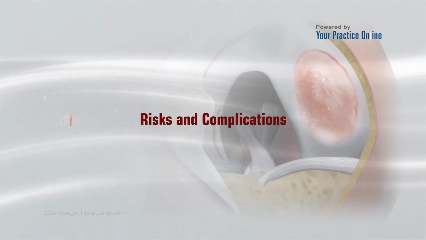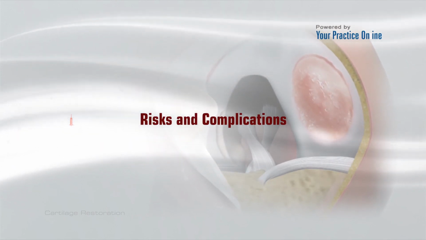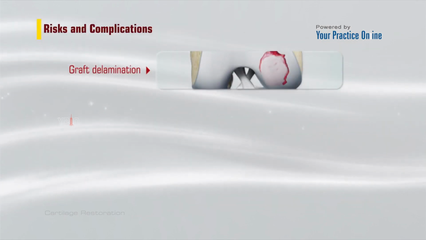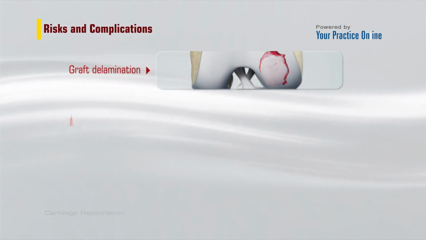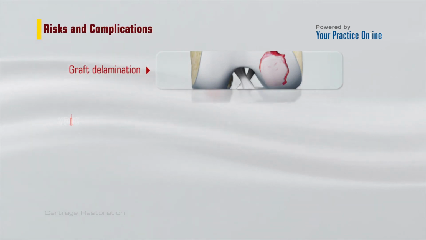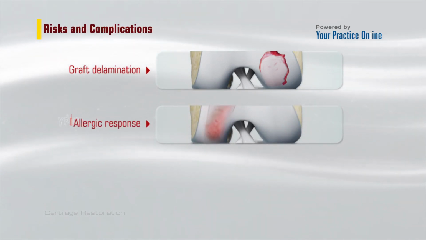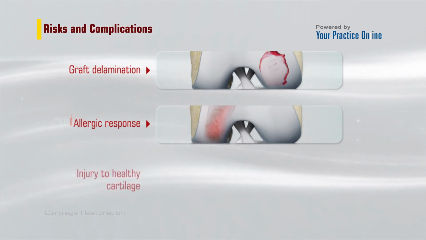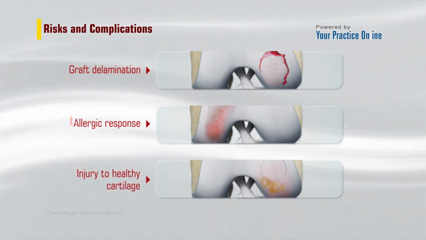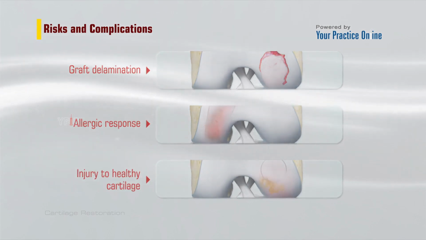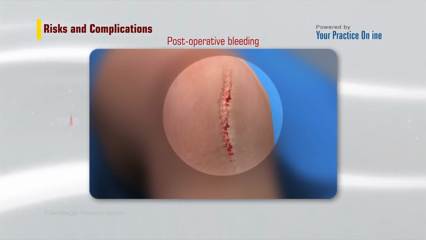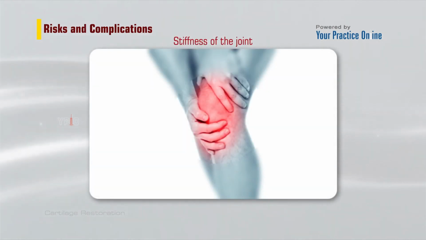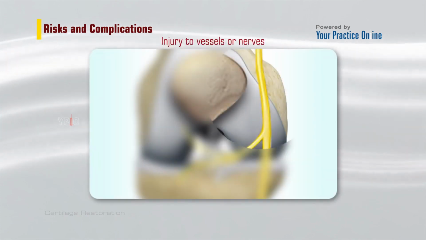Risks and complications. As with any surgery, cartilage restoration is associated with certain risks and complications. Graft delamination, detachment of the grafts from the subchondral bone and the surrounding cartilage, allergic response, transfer of disease and infection, and graft rejection in allograft transplants. Injury to healthy cartilage. Some of the risks related to any orthopedic surgery can include post-operative bleeding, deep vein thrombosis, infection, stiffness of the joint, numbness around the incisions, injury to vessels or nerves.